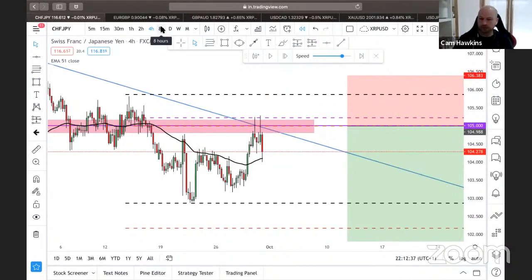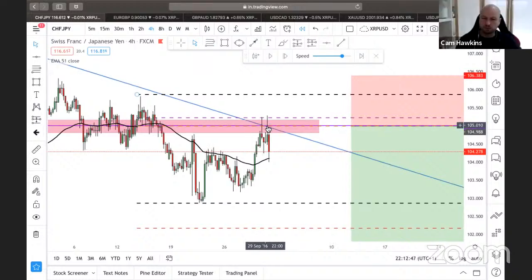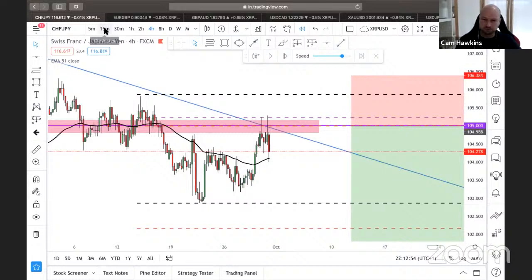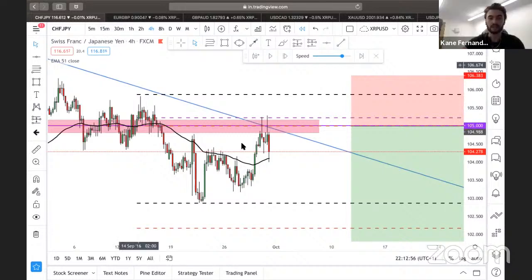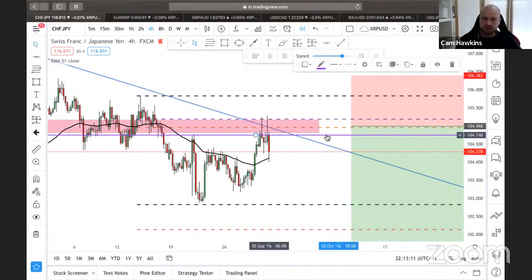So hang on, where did you enter? I'd enter it off the psych level, which I had on before this. Yeah, 105. I entered off that. And at what point would you have entered, as soon as it hit that psych level? All I'd have done is, you had one rejection here, a shooting star. The second rejection was a doji, and then obviously a third rejection would have been this shooting star again. If you want to get precise, then we say close of that candle. Okay, right, let's say close of that candle.